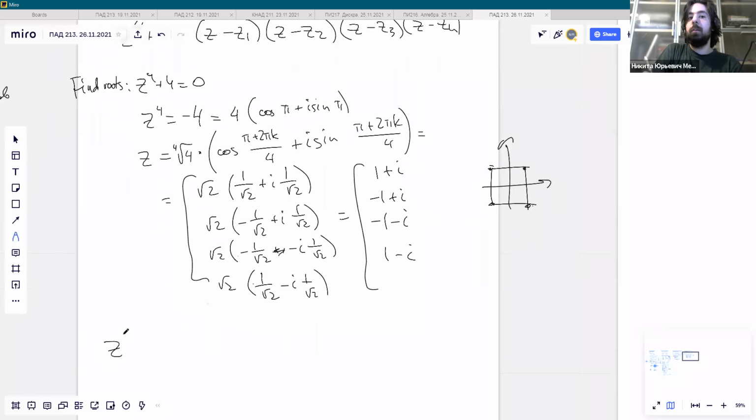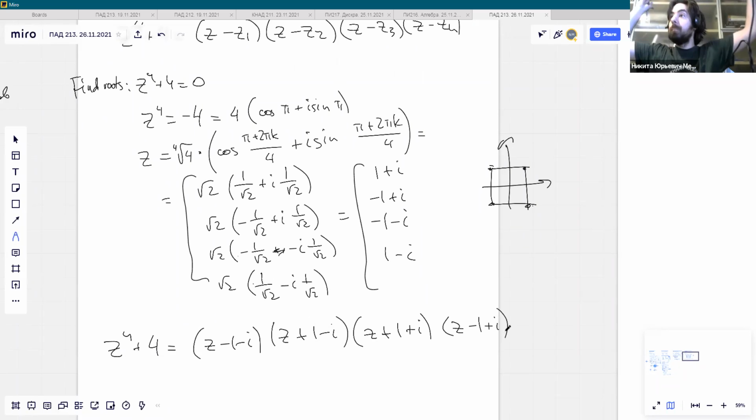So z to the 4th power plus 4 equals (z minus 1 minus i) times (z plus 1 minus i) times (z plus 1 plus i) times (z minus 1 plus i). And if you take time and multiply all those 4 brackets, you will indeed see that everything cancels and you get the expression on the left-hand side. But I don't recommend spending time like this. Any questions right now?